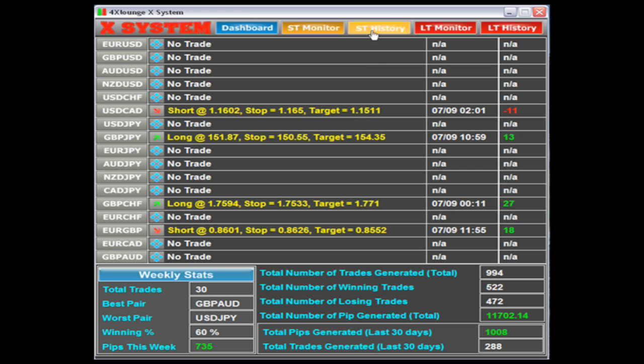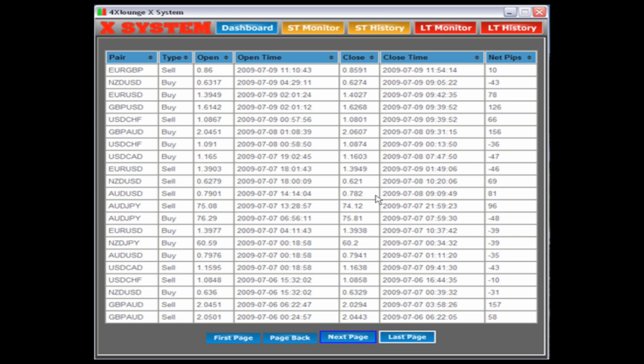Short-term trade history. Pretty self-explanatory. It gives you a list of all the trades that have been closed. Not live running trades. Those are viewed on the monitor so that you can update them tick by tick. But once a trade closes, its net result is posted.